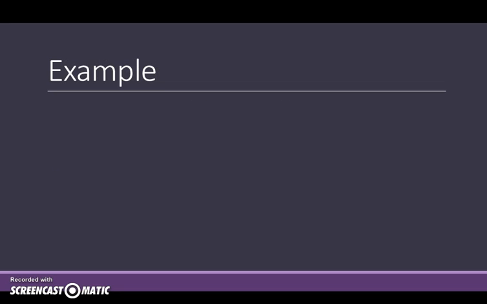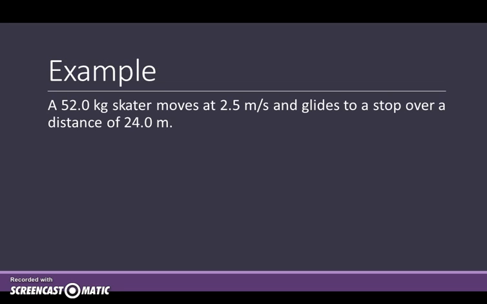Your first example here is you have a 52 kilogram skater. They're moving at 2.5 meters per second, and they glide to a stop over a distance of 24.0 meters. Okay, I want you to find the skater's initial kinetic energy. So that means I want you to find the kinetic energy when they first start out. Okay, so what was their velocity when they first started out? The 2.5 meters per second, right?